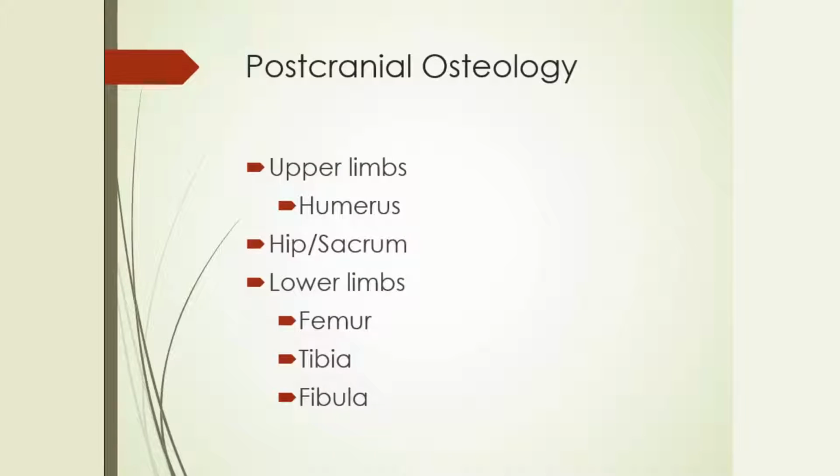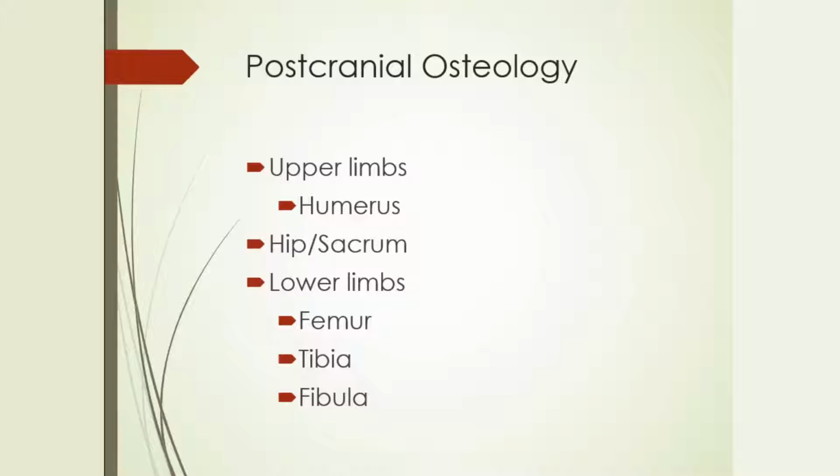All right, so now that we've covered some of the features that you need to know on the skull, I just want to give you some basics about postcranial anatomy or postcranial osteology. So post is below the cranium. So any bones we're talking about postcranially is below the skull. Some key features that you need to know are mainly the bones that make up the upper limbs, your arms. Mainly, I'm going to make you focus on the humerus, and I'll introduce you to that bone in just a minute.